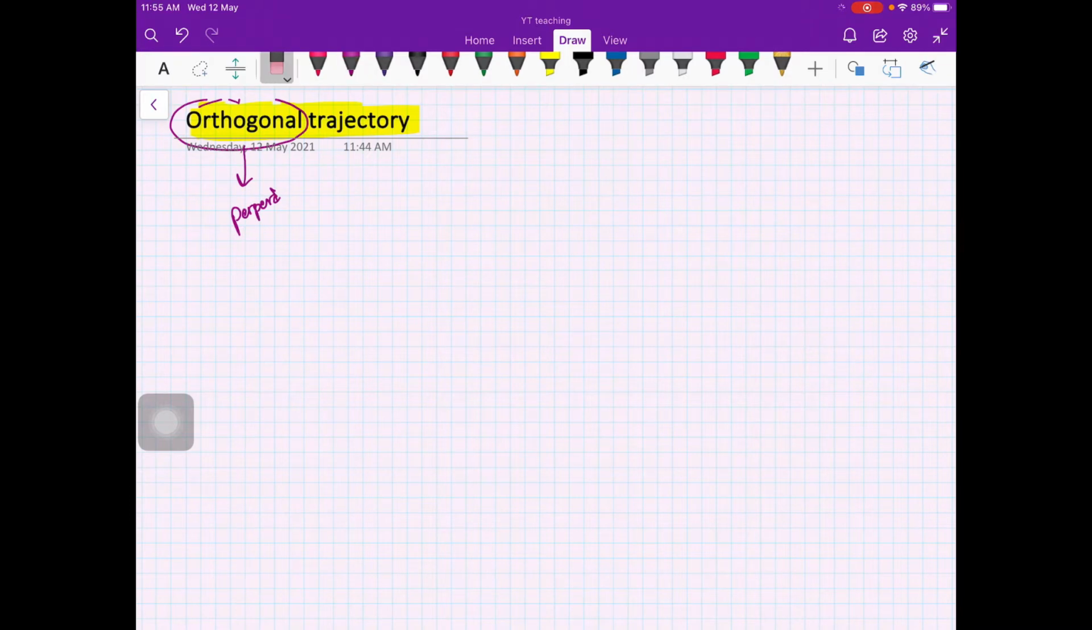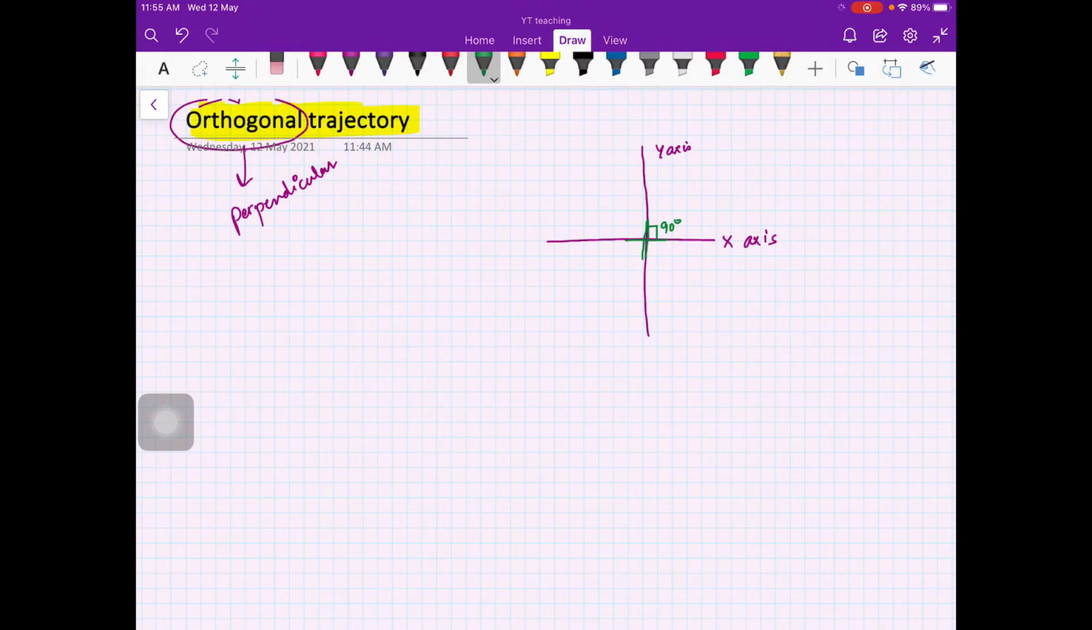Perpendicular means when you have an angle of 90 degrees. So suppose you have a horizontal line, you can think of it as your x-axis, and your vertical line, you can think of it as your y-axis. Then you know that the angle is 90 degrees. So you say that the x-axis and y-axis are orthogonal, right? For straight lines, it's quite easy for you to check.